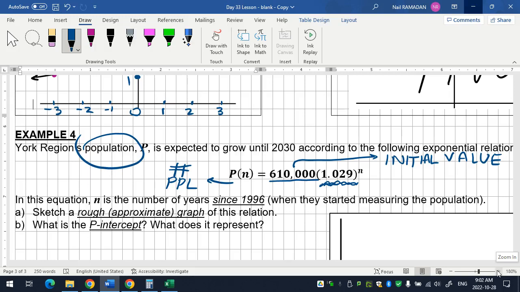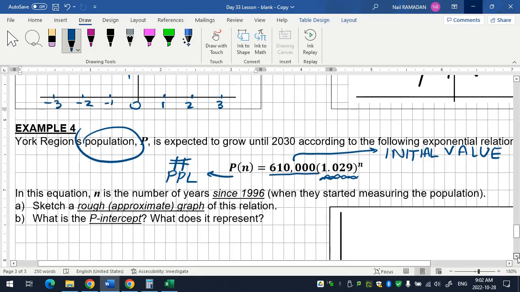So n is the number of years since which special year? When they started measuring the population. So apparently, this initial value was in which year? Perfect. Okay, this initial value happened in the year 1996. Okay, sketch a rough graph of this population or of this relation.